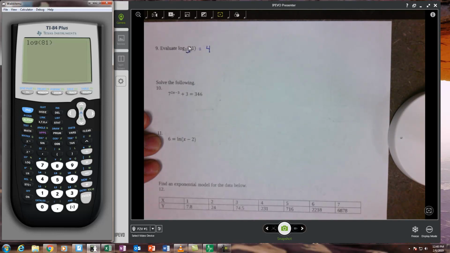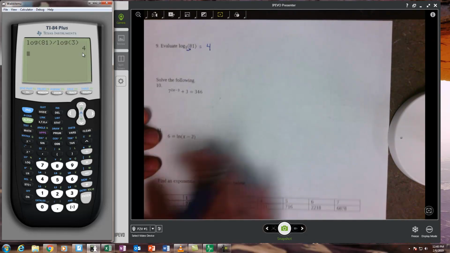See, the 81 sits a little bit higher than the 3, which is our base. And we're going to divide it by the log of the base of 3. This is essentially what the calculator is doing when we use that log base button. It still gives us 4. Either way, that should be a pretty easy problem.